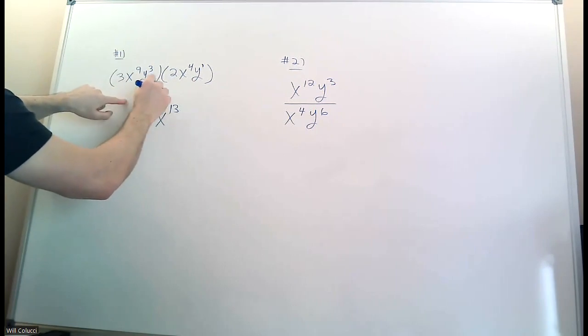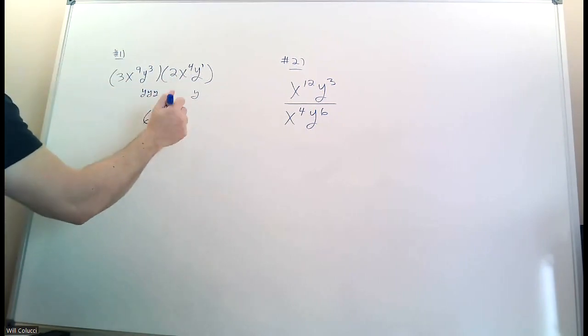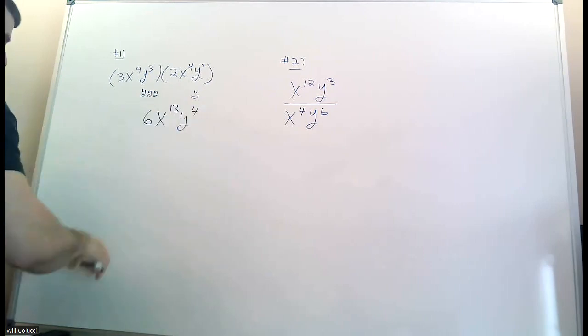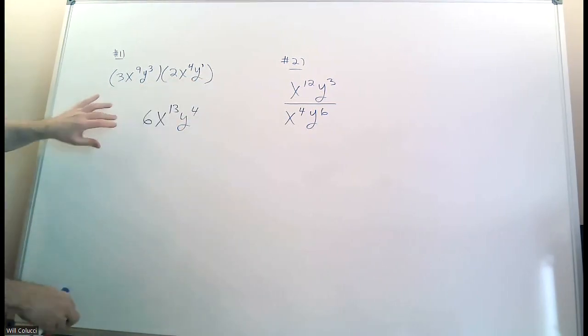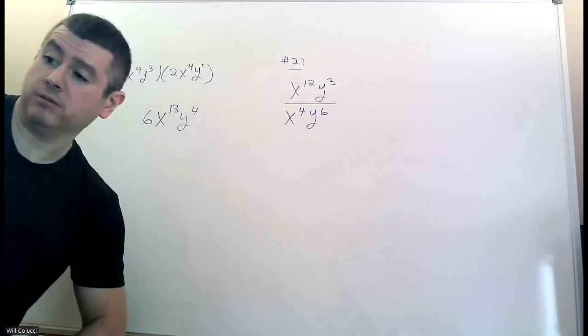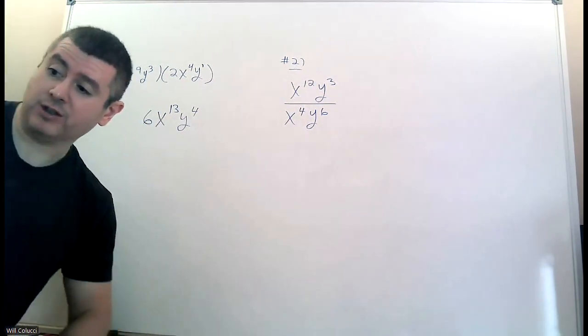This is what it is. There's 4 of them, right? You're just counting how many times you're multiplying that letter by itself. So you add the powers together. Very, very simple. Now, division is just subtraction.